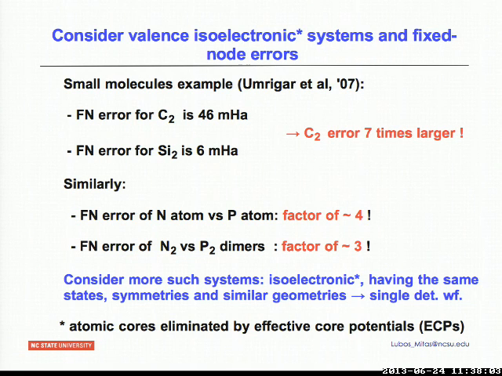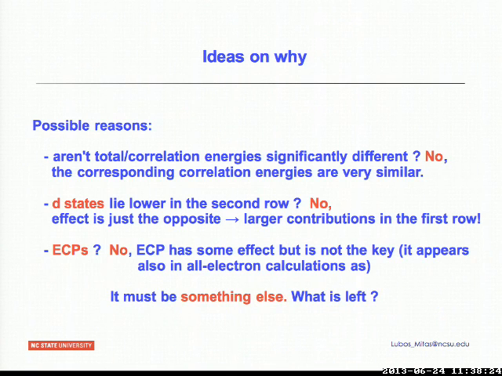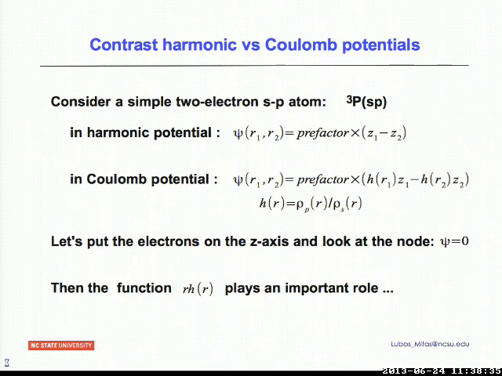I took more of these systems which are isoelectronic, have the same state symmetries, bonding patterns, and geometries. And then you look at the differences between the fixed node errors. These are the second row, and these are the first row. You see factors of 2 to 3. Why? Okay. So possible reasons, none of these applies. The energies are similar. These states, it's just the opposite. ECPs have no fundamental contribution.